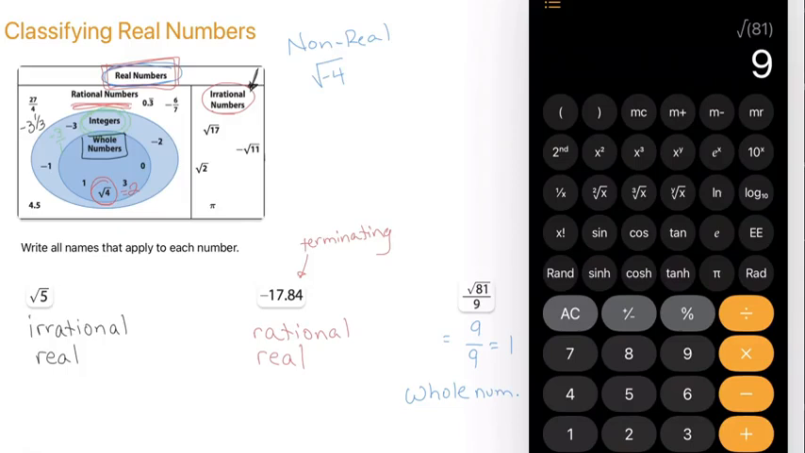If it is a whole number, though, it is also inside that integer circle. So anything that is a whole number is also an integer. And the integer is inside the rational numbers section. So anything that is an integer is also rational. And as we learned on the last number, -17.84, anything that is rational is also real. So the square root of 81 over 9 is a whole number and an integer and a rational number and a real number. It is all 4 of those. It fits into all 4 categories.